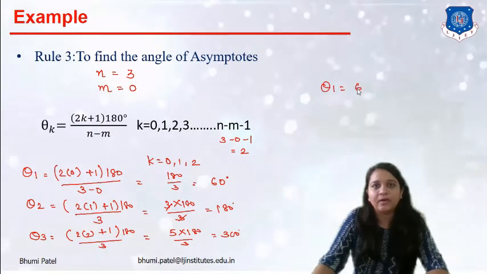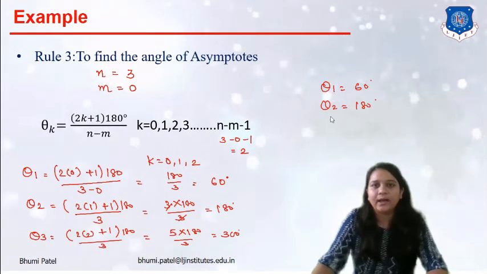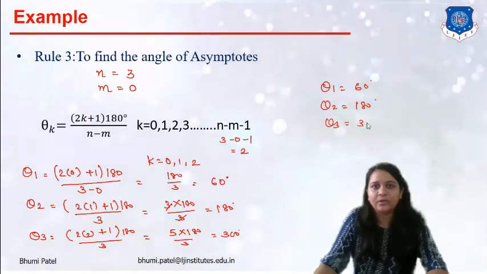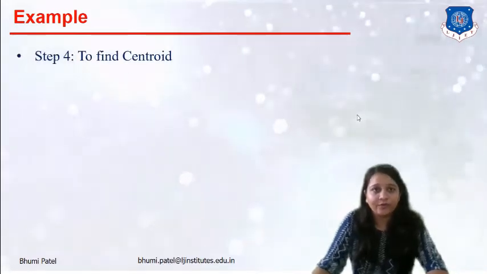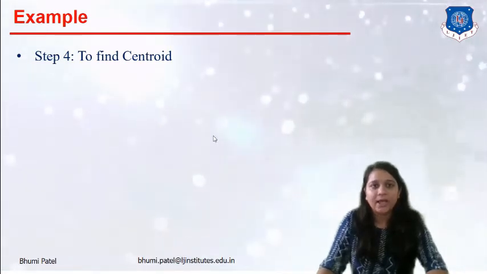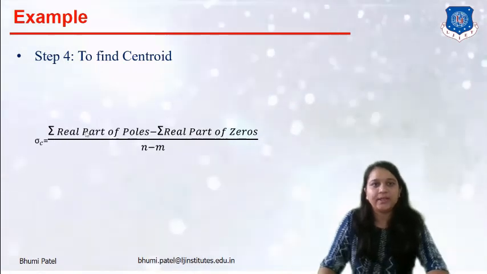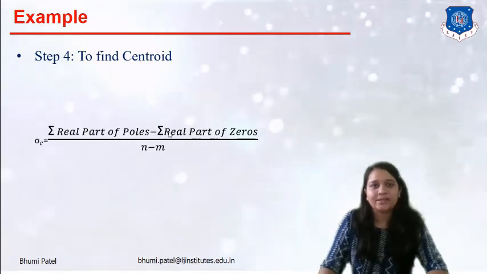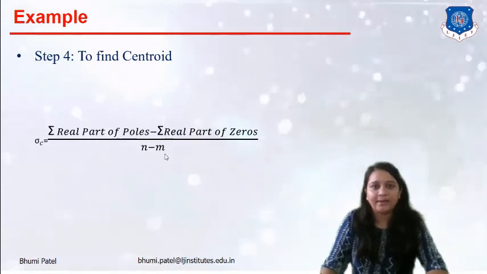Theta 1 is equal to 60 degrees, theta 2 is equal to 180 degrees, and theta 3 is equal to 300 degrees. Okay, now rule number 4, to find the centroid of this root locus. The equation of the centroid is the summation of the real parts of the poles minus the summation of the real parts of the zeros, divided by n minus m.